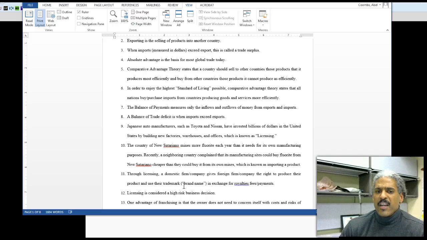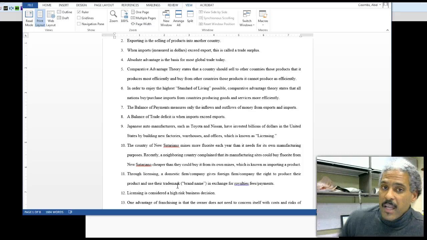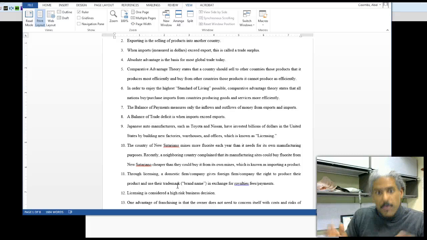5, comparative advantage theory states that a country should sell to other countries those products that it produces most efficiently and buy from other countries those products it cannot produce as efficiently. True. Coffee is a good example. United States, we're not good at making coffee. We import it. We can, but why not buy it from somebody else and make it cheaper?